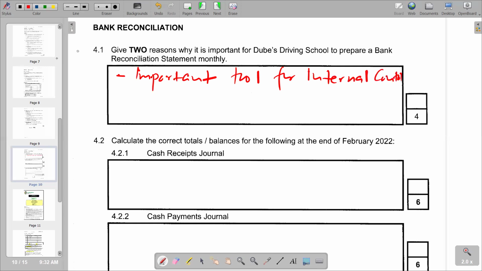Or you've got an important tool for internal control. That's the first point, and then we look for the other one, which you are saying is used to detect fraud. So those are some of the reasons.